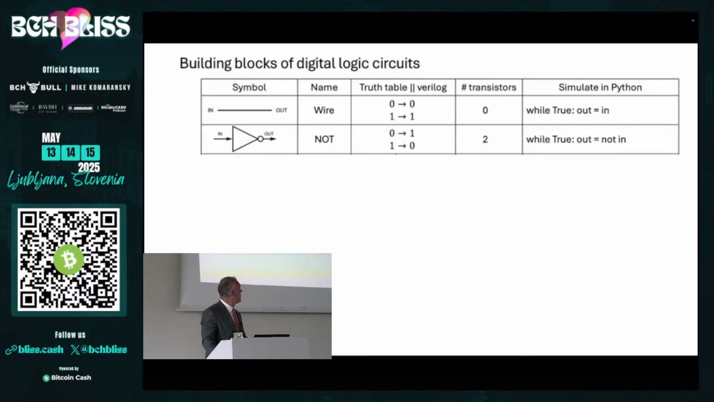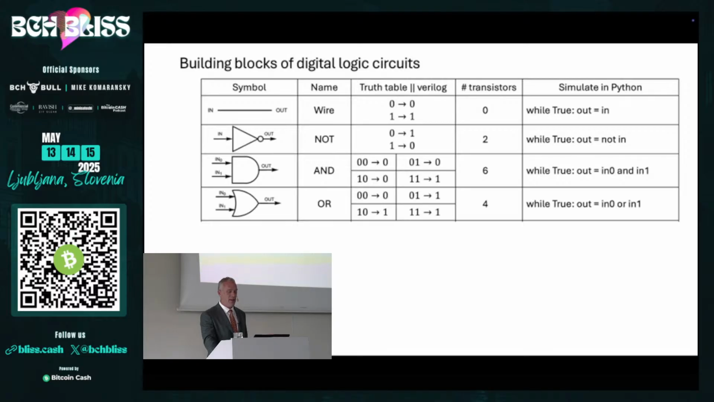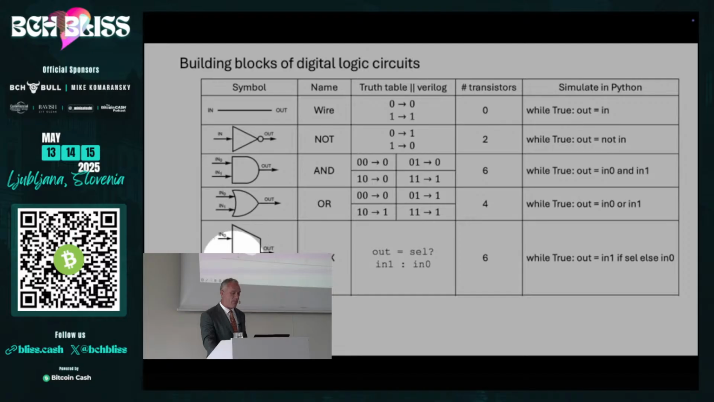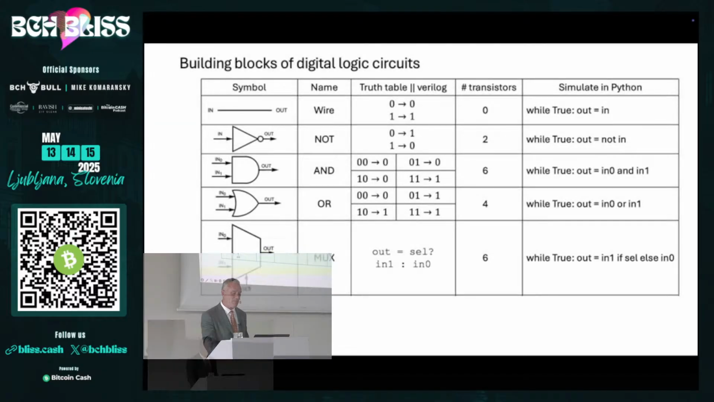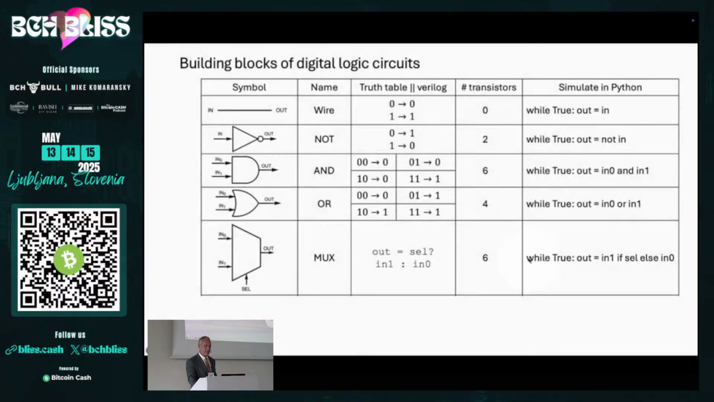It inverts the input. So if the input is 1, the output is 0, and vice versa. This is an AND gate. Its output is 1 if all of the inputs are 1. An OR gate's output is 1 if any of the inputs are 1. This is a multiplexer or a mux. It's like a switch. It routes either input 0 to the output or input 1 to the output, depending on the state of the select line. And all of these gates have that built-in while loop that I just discussed.